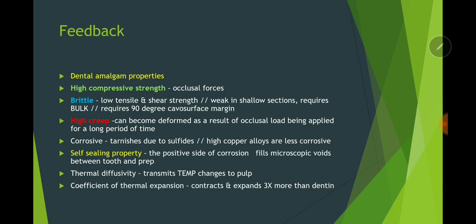Okay, it is corrosive. Okay, it tarnishes due to sulfides. It has high copper alloy. Okay, high copper alloys are less corrosive. So copper is added to the amalgams to decrease the corrosive nature of amalgam. Now, amalgams have self-sealing properties. These are an advantage for amalgam. Okay, so these are side effects of corrosion. When there's corrosion, those corrosion products, they seal the margin. Okay, they fill the microscopic voids between the tooth, so they prevent microleakage.